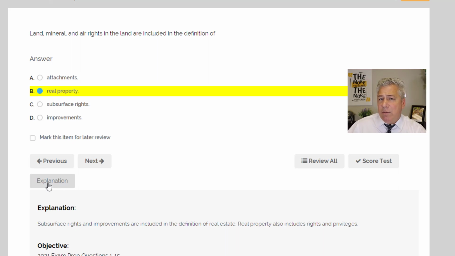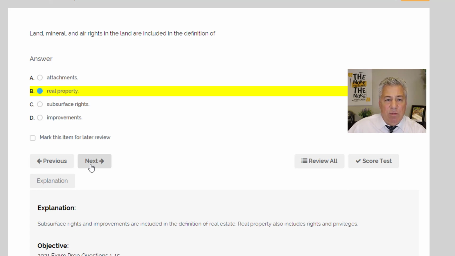And then the broadest term of the 3, real property. Real property is land plus improvements plus the legal rights that go along with ownership of real estate. And here we have land, mineral, and air rights. Air rights make this the definition of real property.